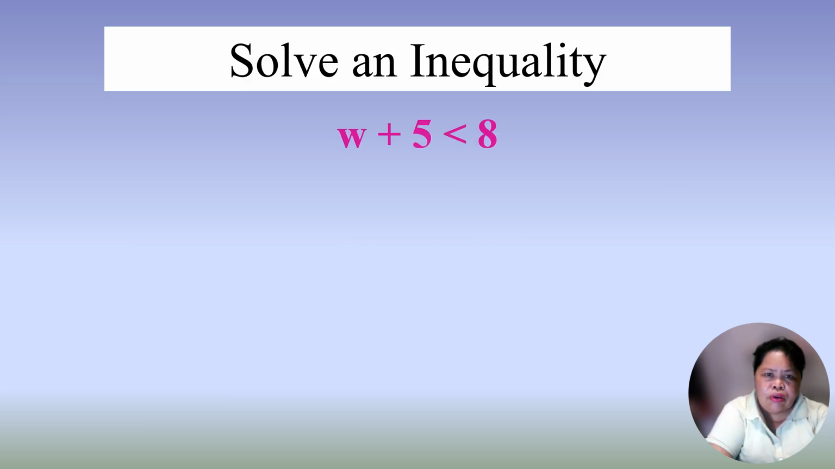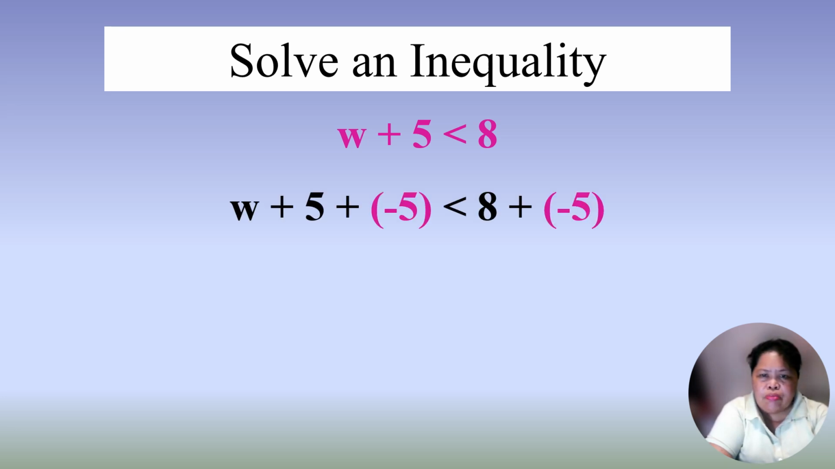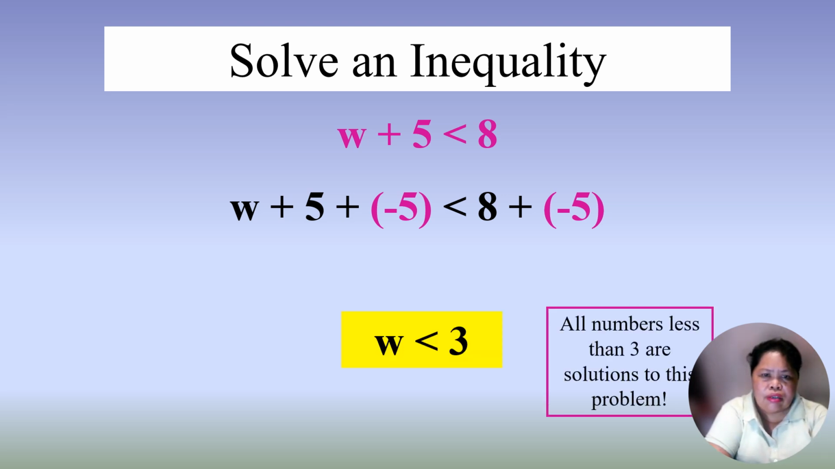Now let us solve an inequality. For example, w plus 5 is less than 8. Remember the addition property of equality. The same procedure will be used in adding and subtracting inequalities. So we add -5 to both sides of the inequality. Then the answer is w is less than 3. So all numbers less than 3 are the solution of this problem.